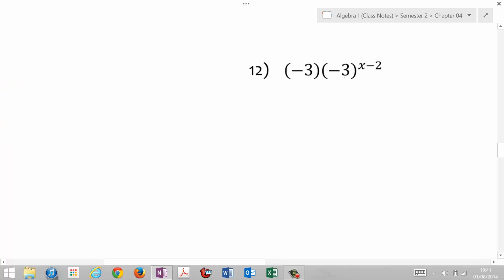Number 12, my base is negative 3. I'm going to keep that with parentheses there. My exponents, I'm going to add 1 plus x minus 2. So I have negative 3 to the x minus 1, because 1 minus 2 is negative 1. And we're just going to leave it like that, quite honestly. No reason not to.